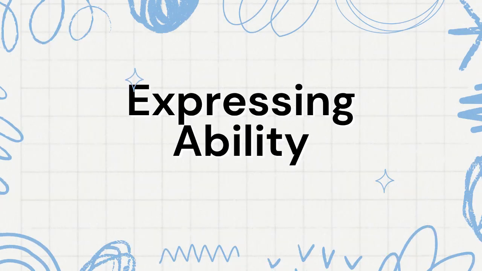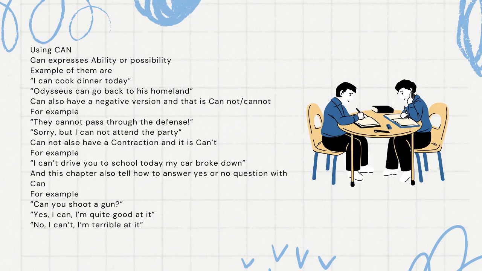Chapter 7. Expressing ability. Expressing ability is using can. Can expresses ability or possibility. Examples of them are, I can cook dinner tonight. Mauritius can go back to his homeland. Can also has a negative version, and that is cannot. For example, they cannot pass through the defenses. Sorry, but I cannot attend the party.